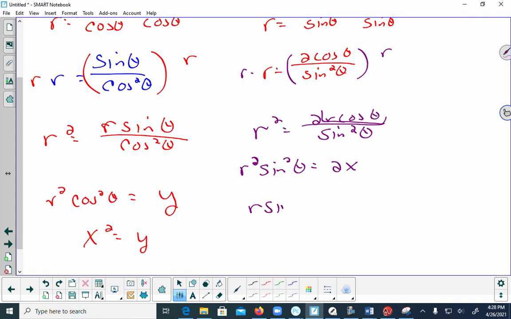Then again, this is the same thing. I can think of this as r times the sine of theta, this whole thing squared. So y squared is equal to 2x. And I can write it as x is equal to y squared over 2. I'm not going to take the square root. I'm just going to solve for the variable that's not squared.